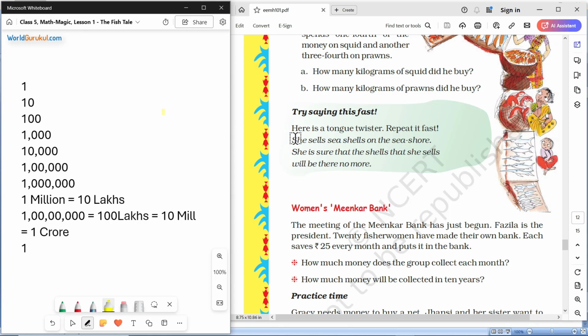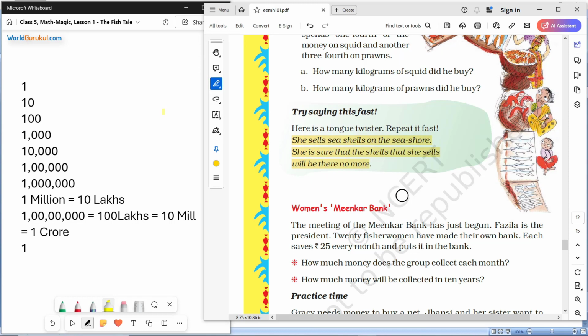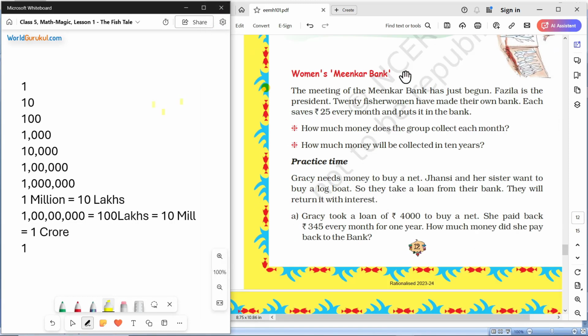She sells seashells on the seashore. She is sure that shells that she sells will be there no more. And you have to say it fast and you have to repeat it. Play with your friends.